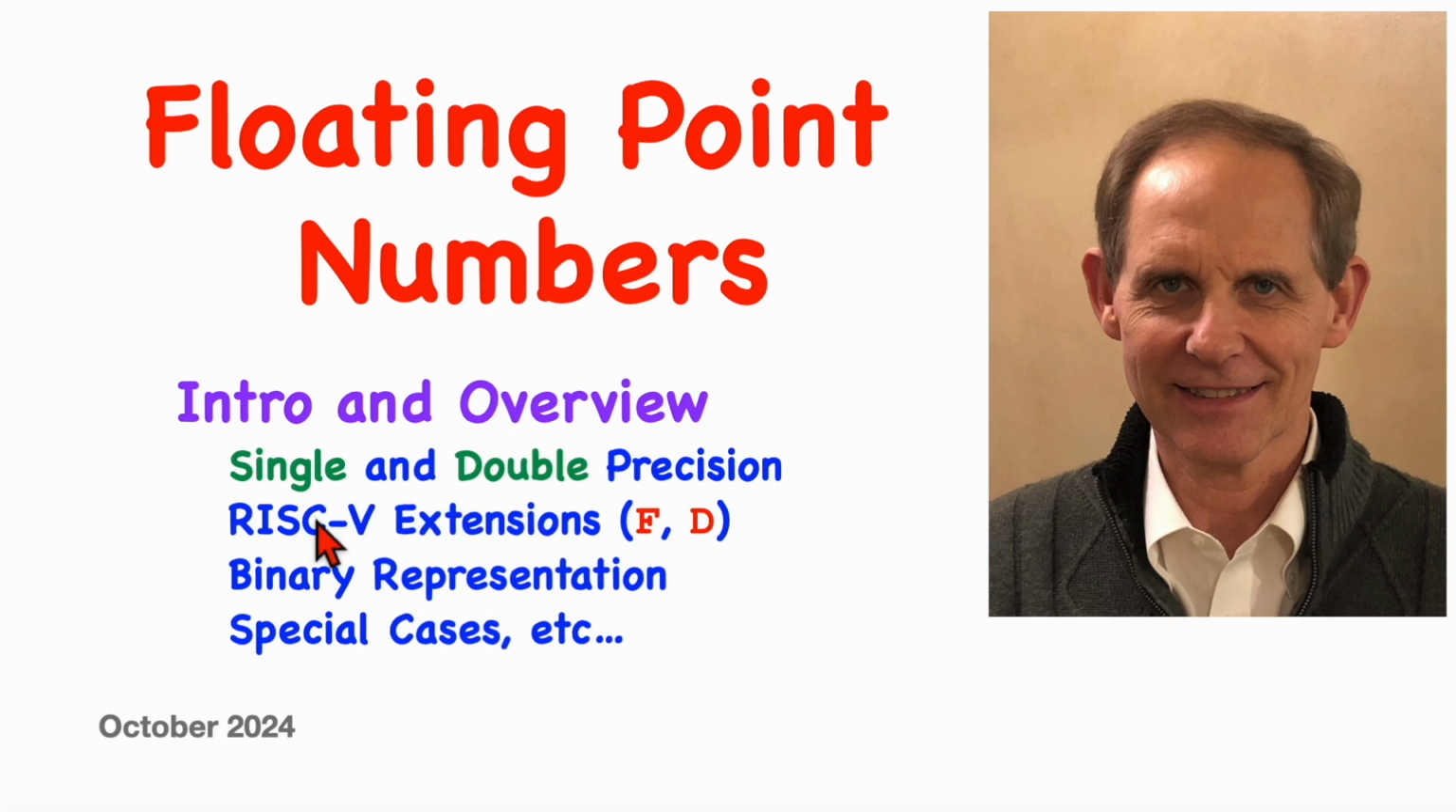In RISC-V terms, you'll need to know this information in order to understand the optional F and D extensions, which cover single and double precision respectively. I'll be describing how floating point numbers are represented in binary, and I'll cover special cases like infinity, not a number, denormalized numbers, and other things like rounding and error conditions.